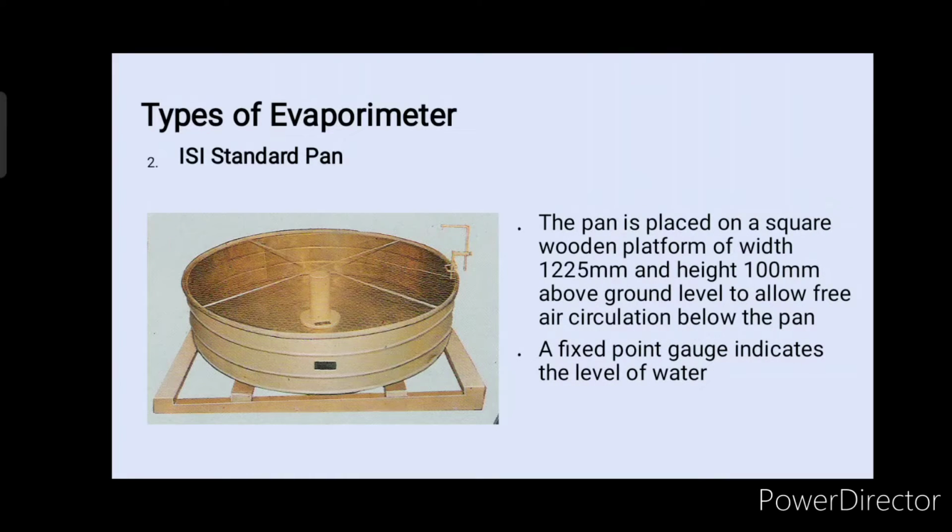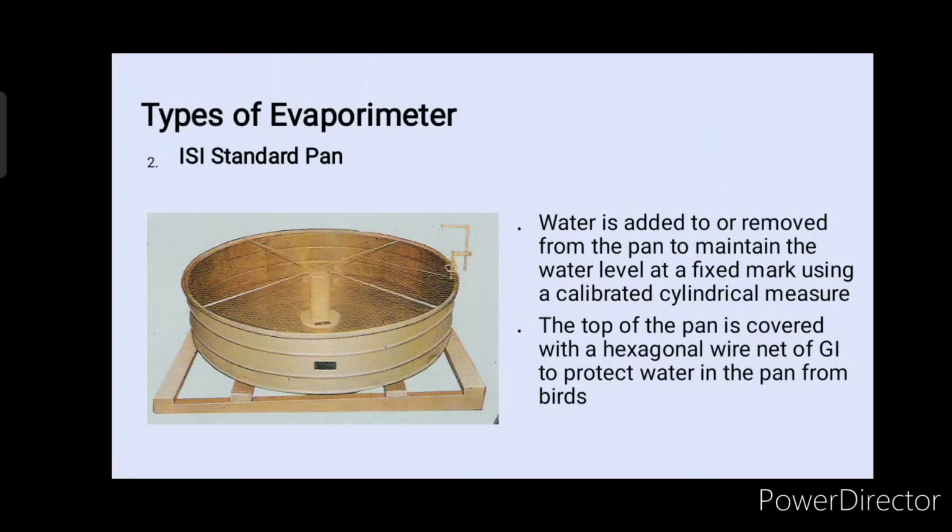The pan is placed on a square wooden platform, as in the figure, with 1225 millimeter and height 100 millimeter above ground level to allow free air circulation below the pan. A fixed point gauge indicates the level of water. Then water is added to or removed from the pan to maintain the water level at a fixed mark using a calibrated cylindrical measure. The top of the pan is covered with a hexagonal wire net of GI to protect water in the pan from birds.